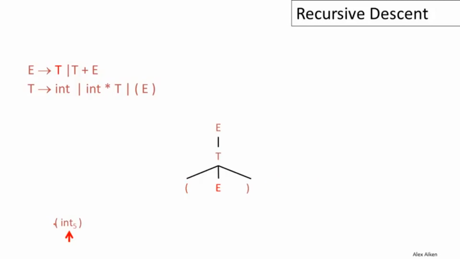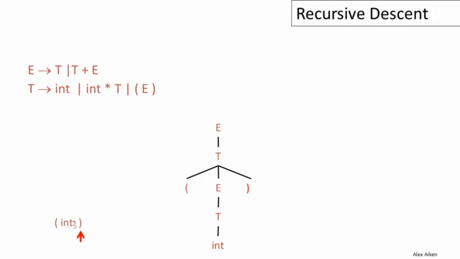Now, what are we going to work on next? We have to expand this non-terminal E, and we do the same thing we did before: we start with the first production. So we have E goes to T, and then we have to work on T, so we pick the first production for T, T goes to int. Now we can compare it. Does int match int in the input? Indeed it does, and so we advance the input pointer again.